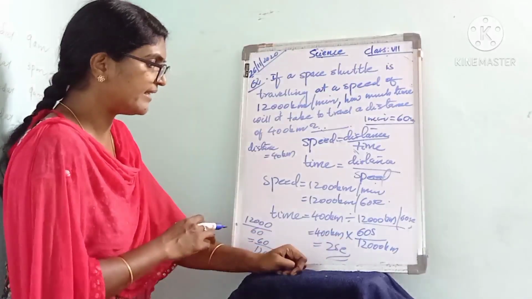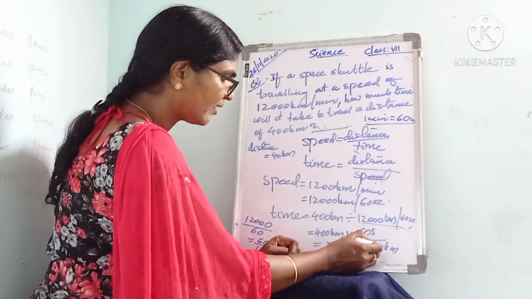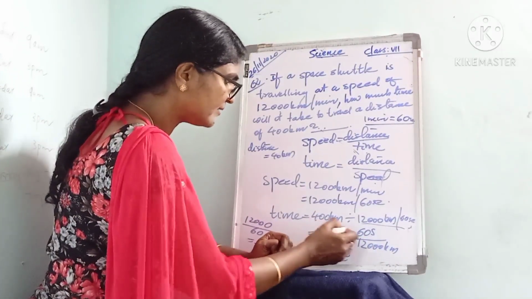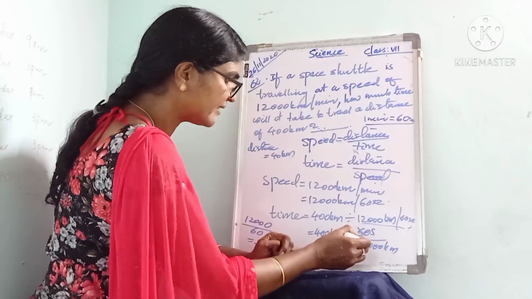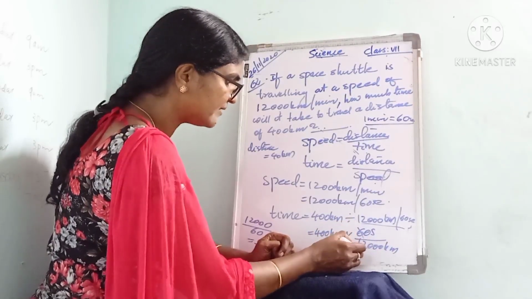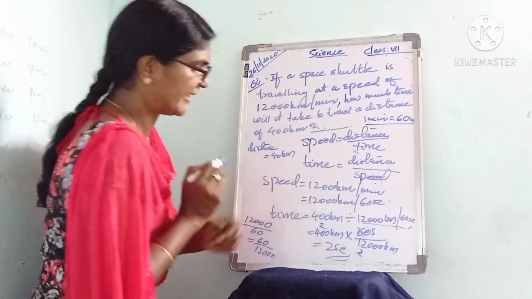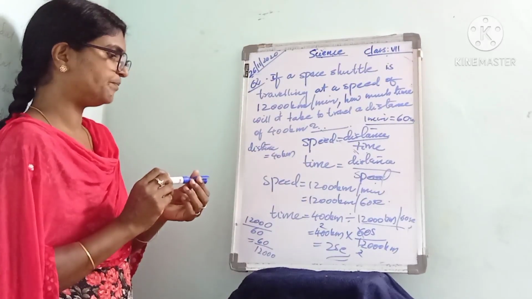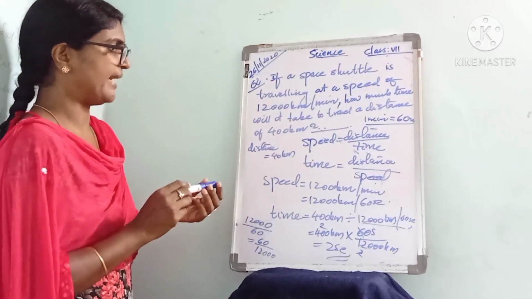Okay, by simplifying this, actually we will get what? 2 seconds. This 0 cancels. Then here 6 2 times. Then again 2 4. Here 2 seconds. Isn't it? This is the numerical actually.